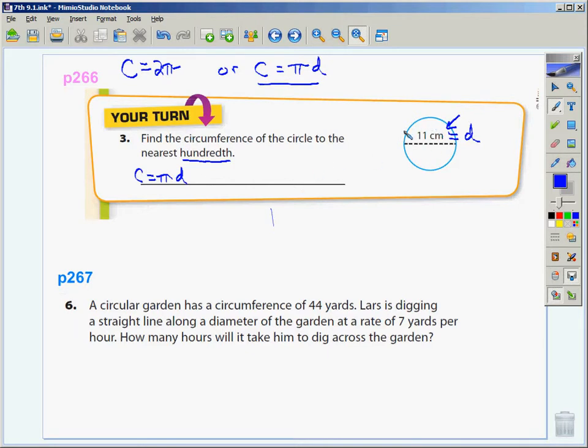So I'm going to look at this diameter. If this diameter was 14, I'd use 22/7 because I could do all the math in my head. But this number isn't divisible by 7, is it? No. So I'm going to take 3.14 for pi, and I'm going to multiply it by 11. 3.14 times 11, and I get 34.54. And what should I label this? I should label it centimeters because it's a distance around the outside.